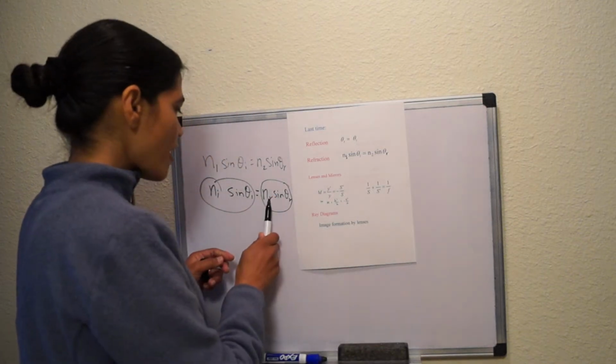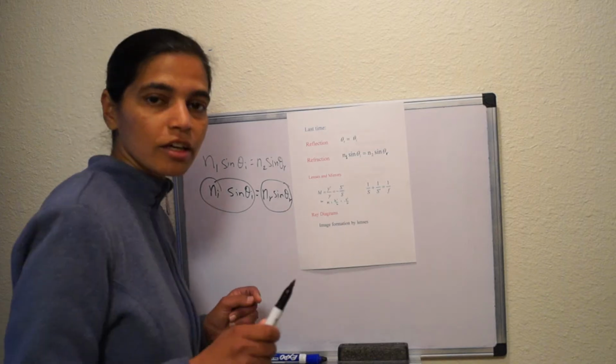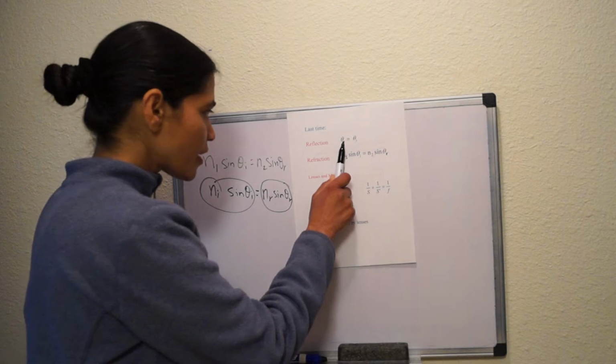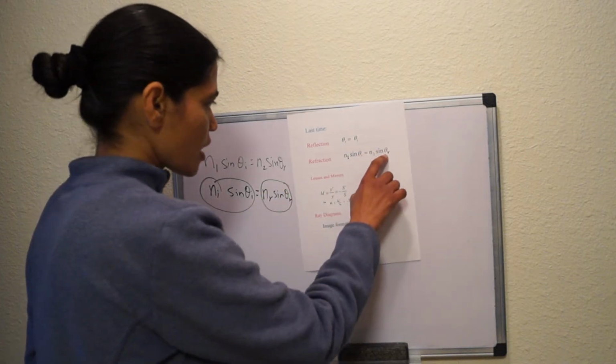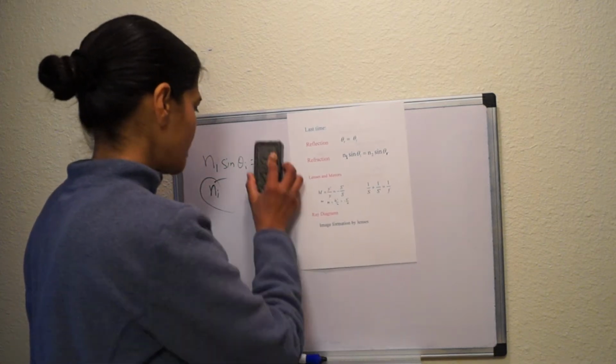And this r is not reflection, it is for refraction. This theta r is an angle of refraction, not reflection. So this theta r and this theta are not the same, they are different. Alright, so those are the important things.